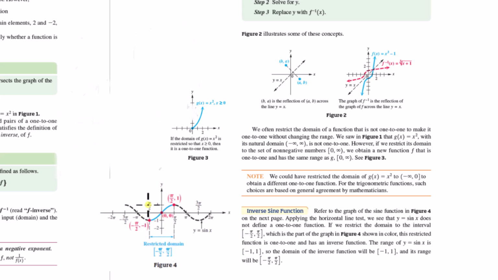And so we're saying that we're taking the inverse not of the sine function, but of the sine function with domain restricted to minus pi over 2 to pi over 2, including the endpoints. The full sine function is not a one-to-one function. However, this restricted one is a one-to-one function. So this has an inverse function.